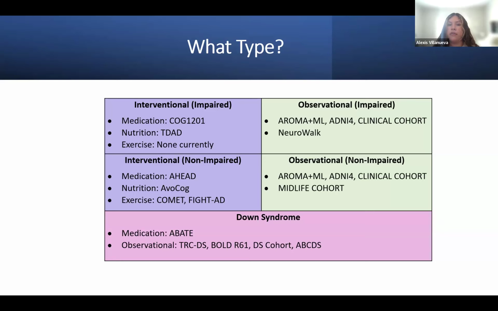We also have interventional and observational studies for the Down syndrome participants, and that would be our ABATE, which is our medication one. And then we have several observational ones that are listed at the bottom. So that's just them categorized if you guys want to take a quick look.